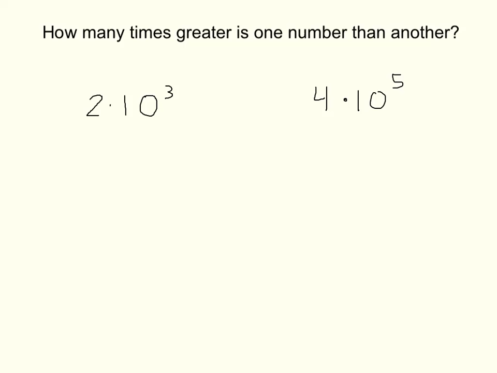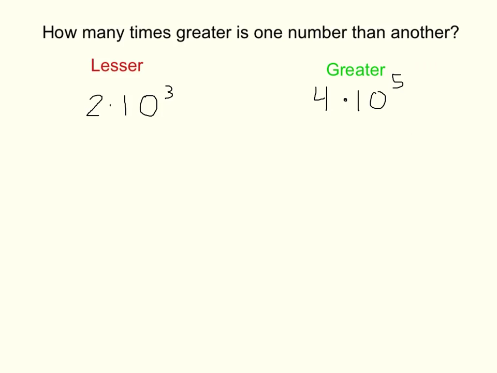When we look at these two numbers, we remember our first step in determining which number is greater is to compare the exponents, 3 and 5. 5 is the greater exponent. That means this expression is greater. So let's label that.